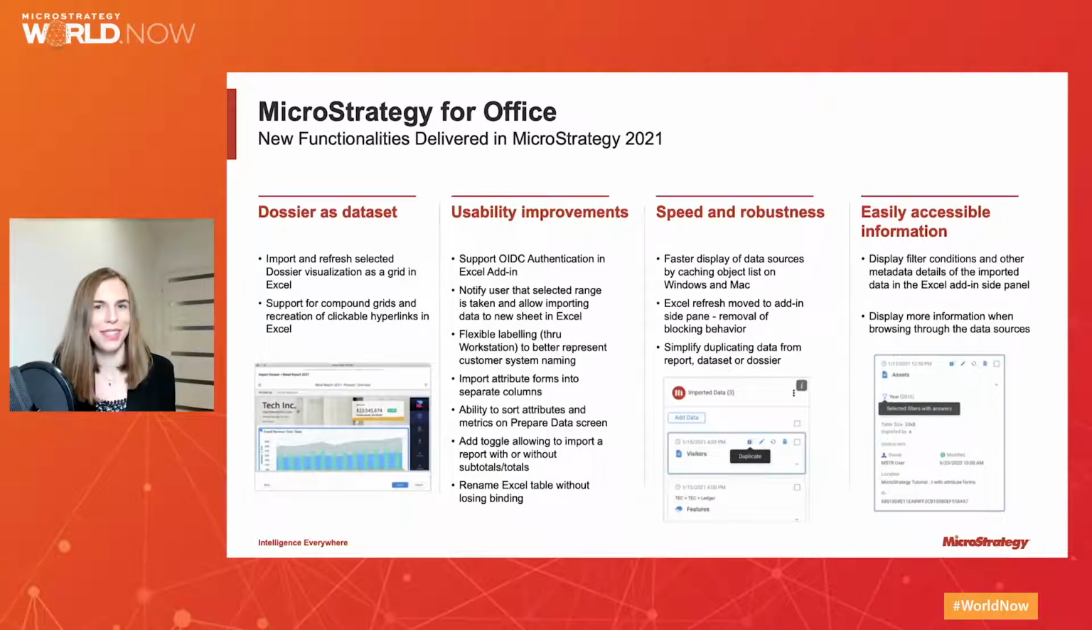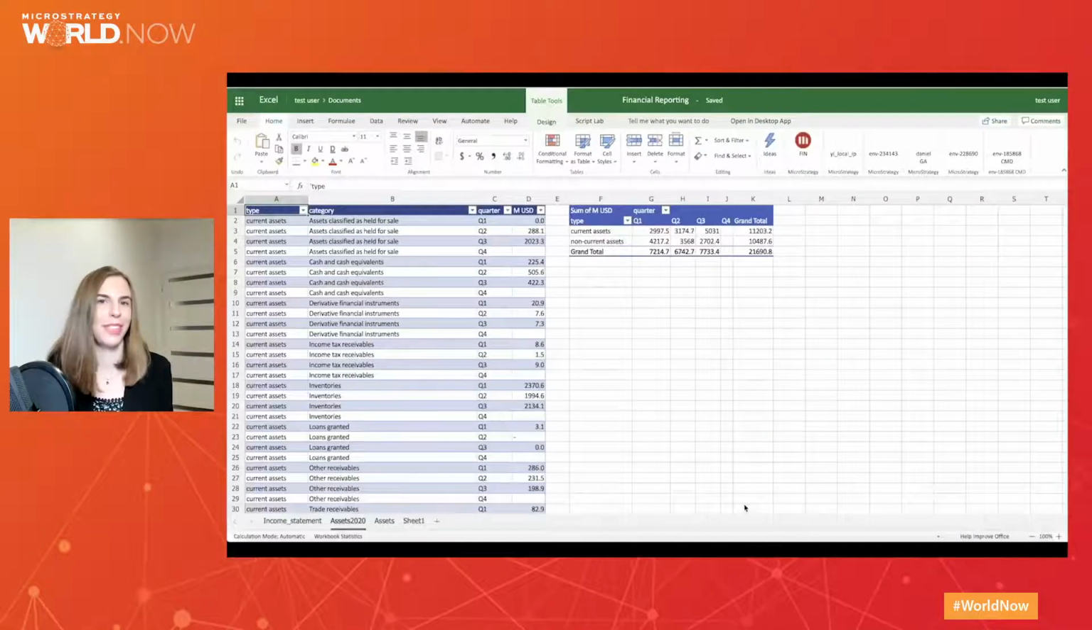Last but not least, features which provide users with easily accessible information. You can check filter conditions, prompts, attributes, or other metadata details in the Add Insight panel, or you can also check some of them during search for your source data to be sure that you import exactly what you want, what you need. All right, so it's high time I show you my demo for you to see how it really works.